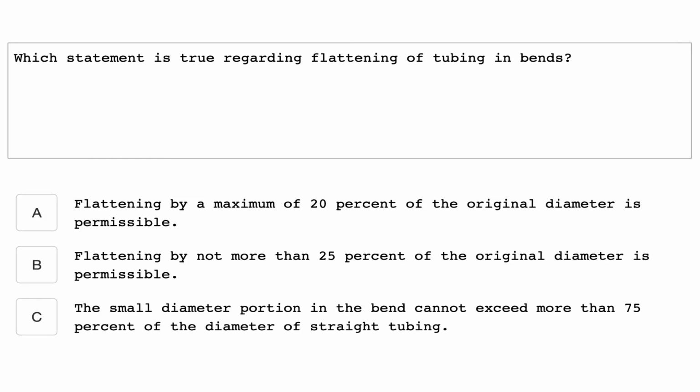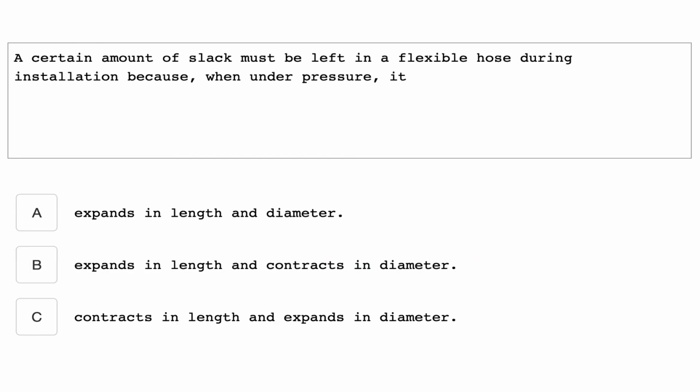Which statement is true regarding flattening of tubing in bends? Flattening by not more than 25% of the original diameter is permissible. A certain amount of slack must be left in a flexible hose during installation because when under pressure, it contracts in length and expands in diameter.